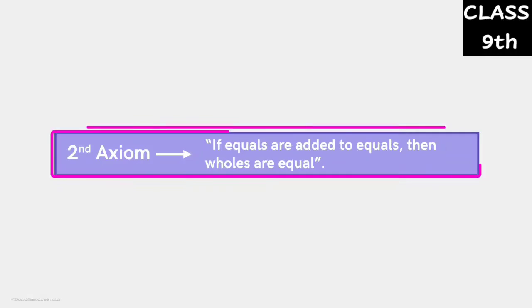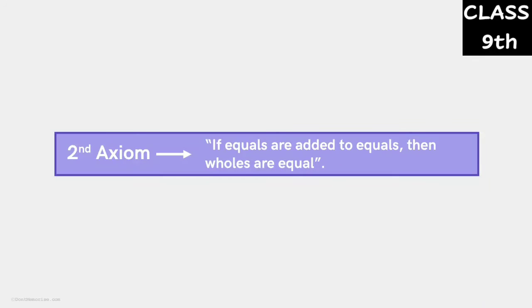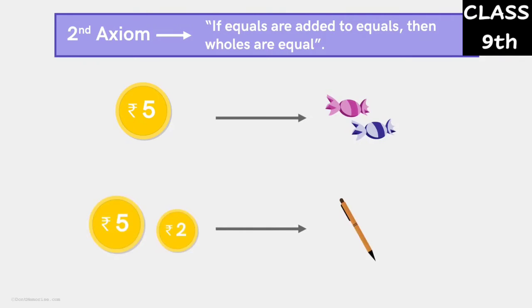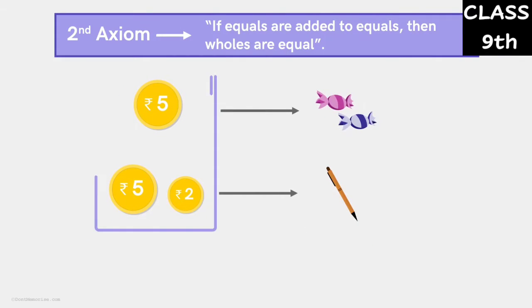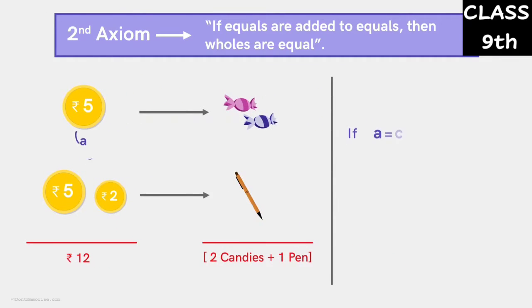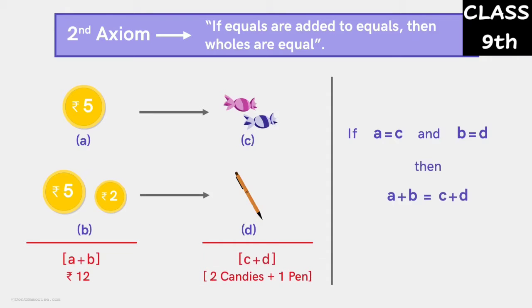The second axiom states that if equals are added to equals, then wholes are equals. To understand this axiom in a simpler way, imagine if for 5 rupees you get 2 candies and for 7 rupees you get 1 pen. So if you add them together, you will see that for a total of 12 rupees, you will get 2 candies and 1 pen. In the mathematical sense, let's say a quantity A is equal to C and quantity B is equal to D. Then A plus B will be equal to C plus D.